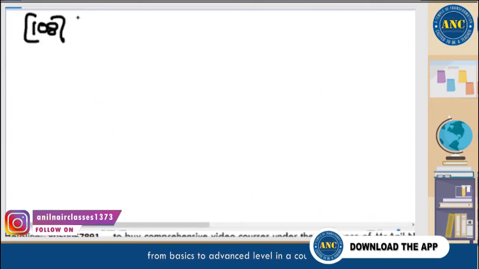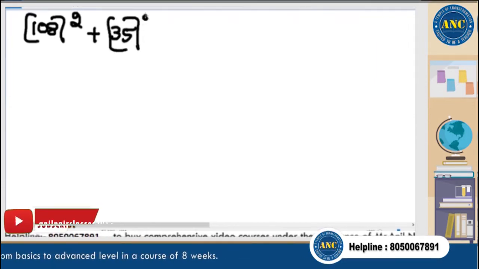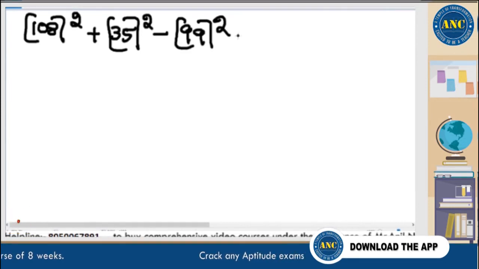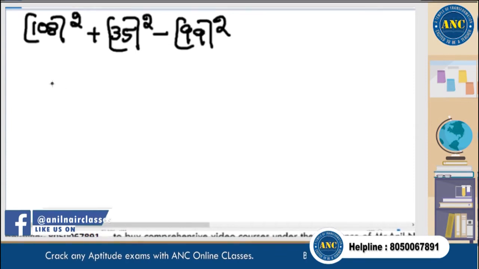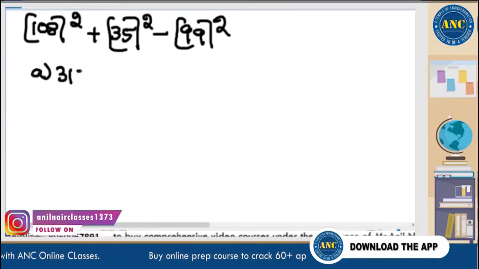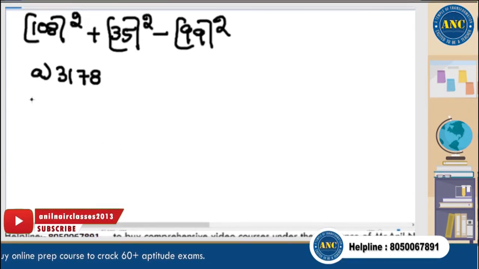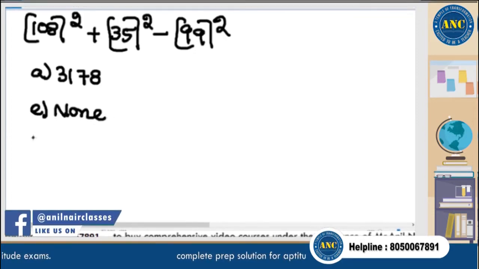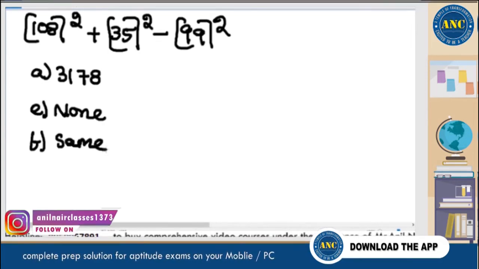Go back to the question: 108 square plus 35 square minus 99 square. We are stuck with which answer options? We are stuck with 3178. We are also stuck with none of this, or there could be another option with the same digital sum.